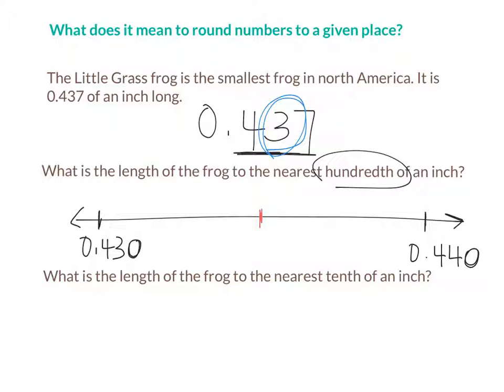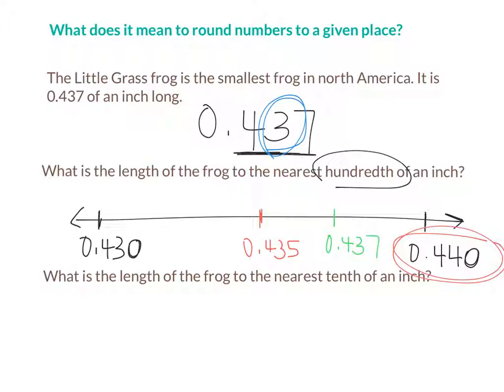Ari? 0.435. 435 thousandths. Do you agree that that's right in the middle? Now what we need to do is look at our number, 437, and where would it be on the number line? Well, it's more than 435, so I think it would be right around here. 437. Do you agree? Now on our number line, which end is it closer to? 440 or 430? 440. So it rounds to 44 hundredths of an inch. Do you see how that works?